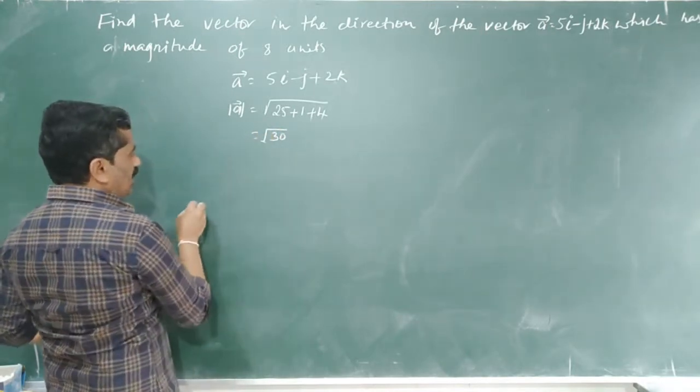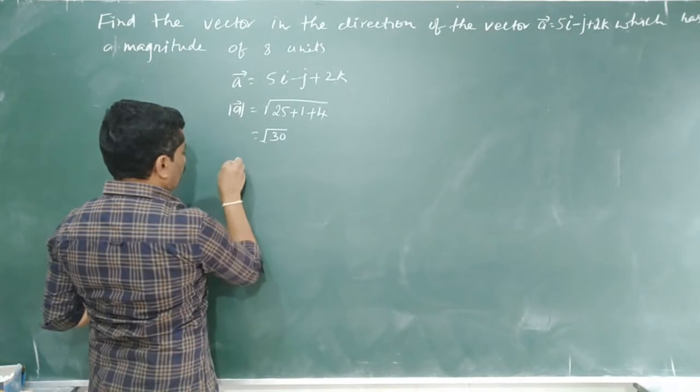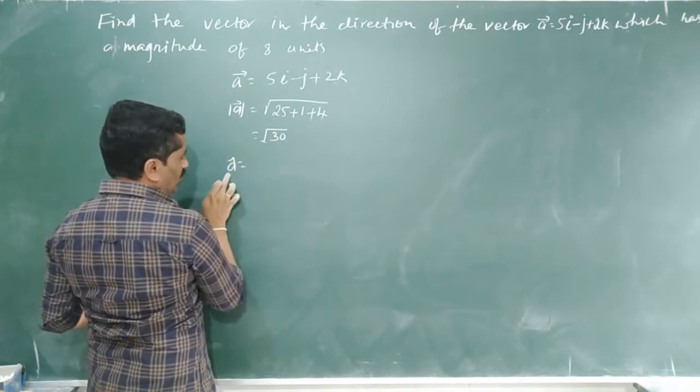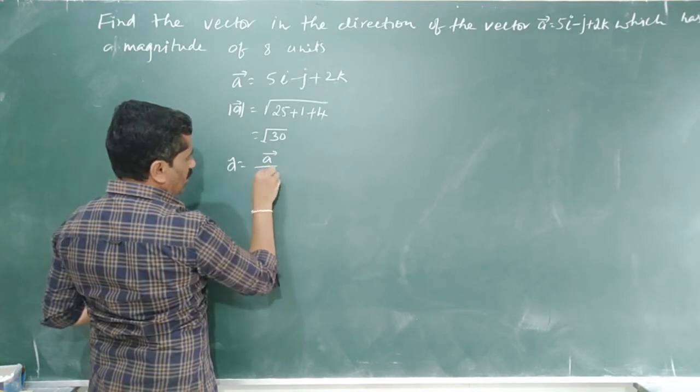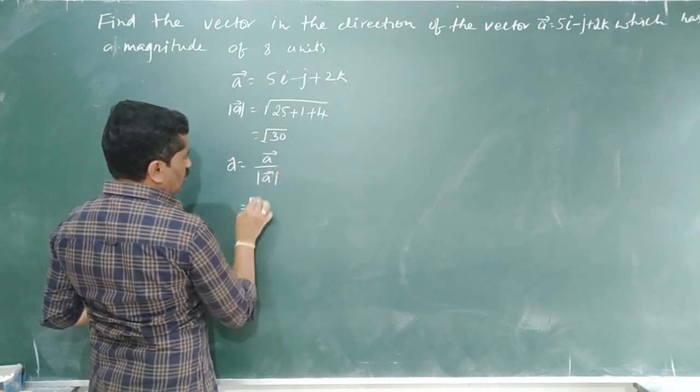So we need to find n cap or A cap. Therefore A cap, that is the unit vector, is equal to A bar divided by magnitude of A bar. Again that is equal to, what is A bar?